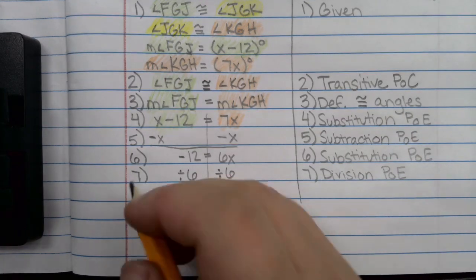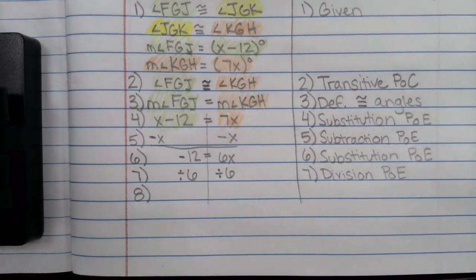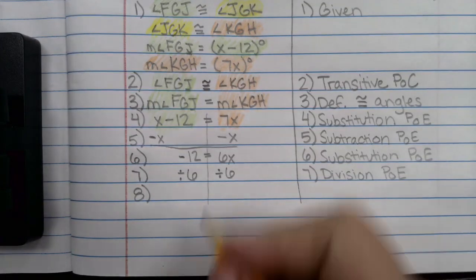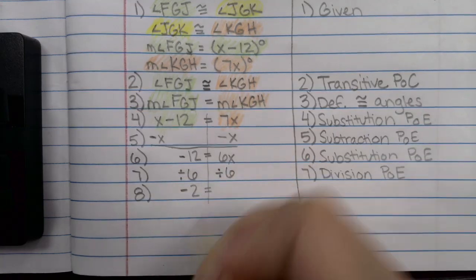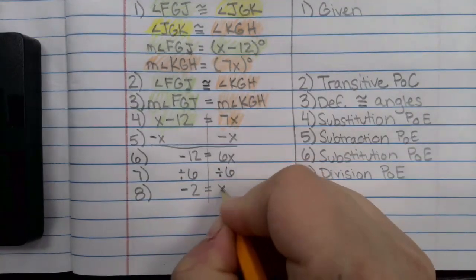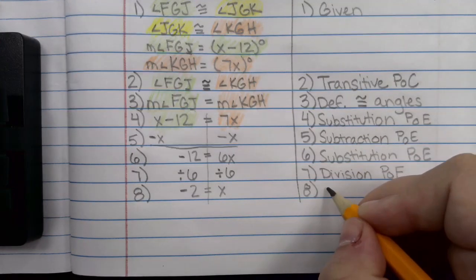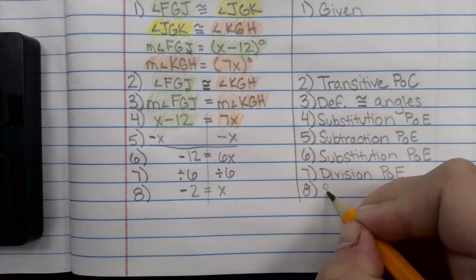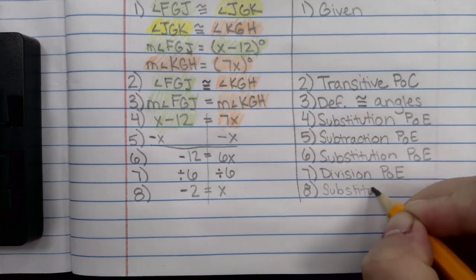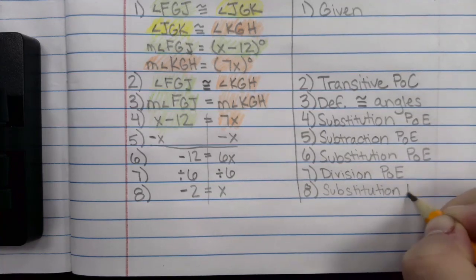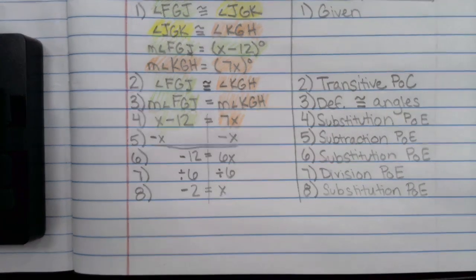So then number 8. Almost done. What's negative 12 divided by 6? Negative 2. Negative 2 equals x. What's that property? Substitution. We're switching it out for the answer. Rather than writing out negative 12 divided by 6, we're writing the answer.